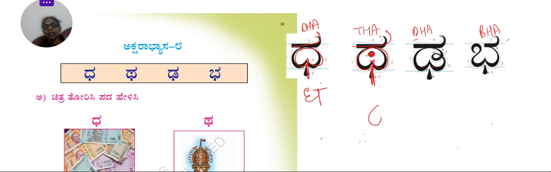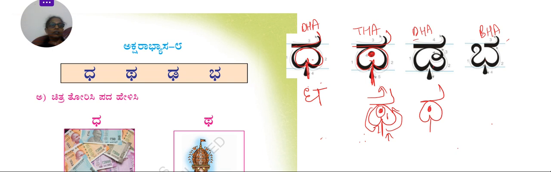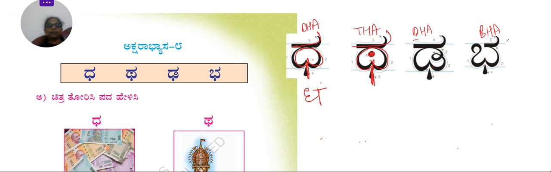So start. This is stroke 1, stroke 2, 3, 4, 5. So this is 1, 2, 3, 4, putting this dot, and this is 5. So write Dha and then put a dot. So this is Tha. And in Hindi it is this Tha.